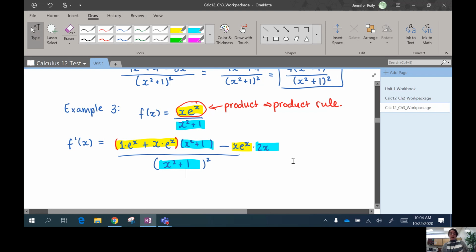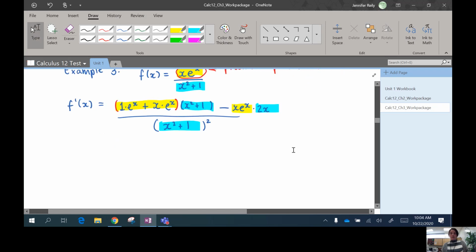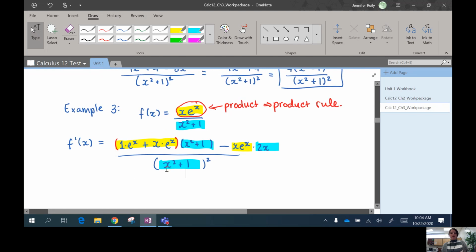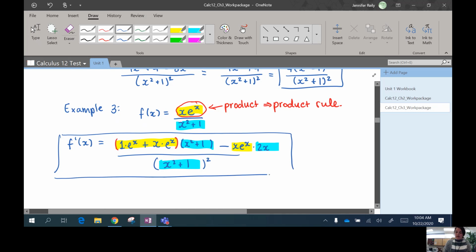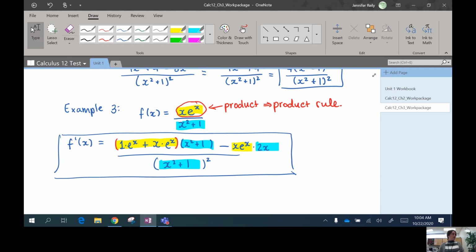Okay, so you can leave your answer again just like this. I don't want you to simplify anymore. But that's a case where you have to do one rule inside another rule. So that would be the solution there. Okay, so that's it for product and quotient rule.